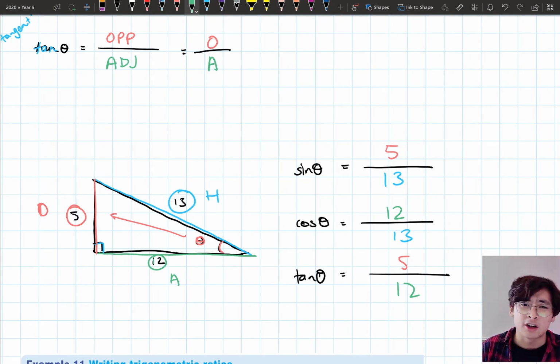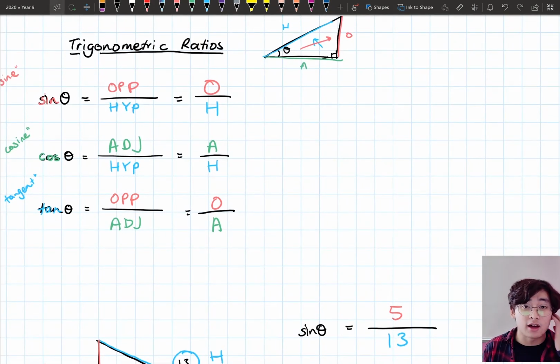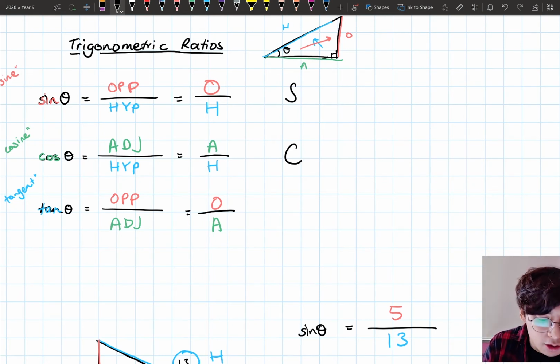Now, you might be wondering, sir, it's quite difficult to remember this. No worries. We actually have a quick acronym that we use in case you ever forget. The way that we can remember what these trig ratios are and which sides are involved is we use this acronym. Here, I'm going to put an S for sine, C for cos, and T for tan. The way that we remember it is sine is opposite over hypotenuse. So this is SOH. Cos is adjacent over hypotenuse, CAH. And tan is opposite over adjacent, TOA.